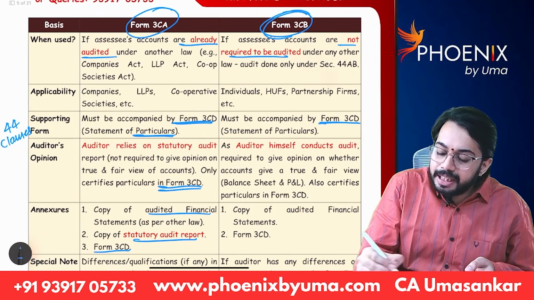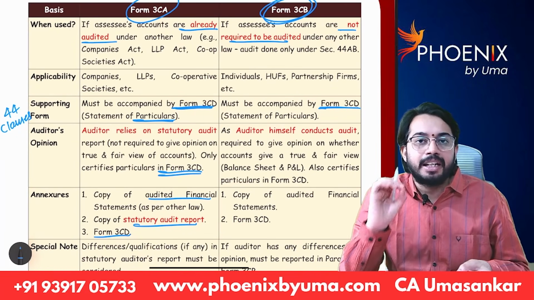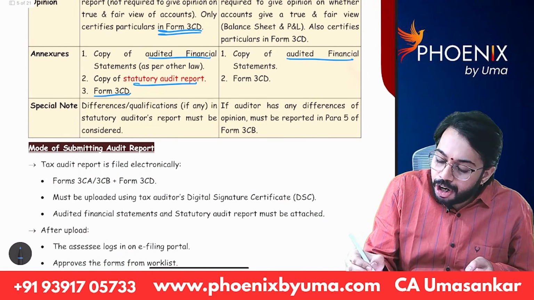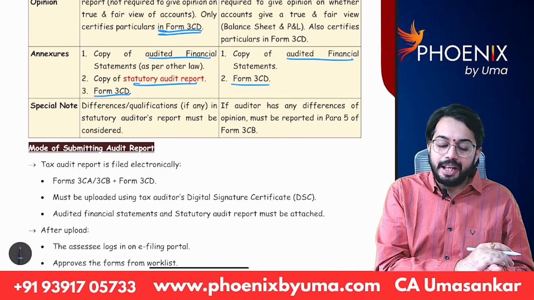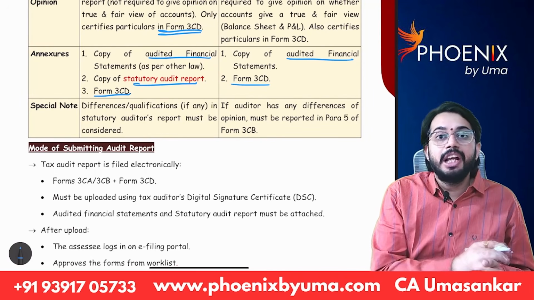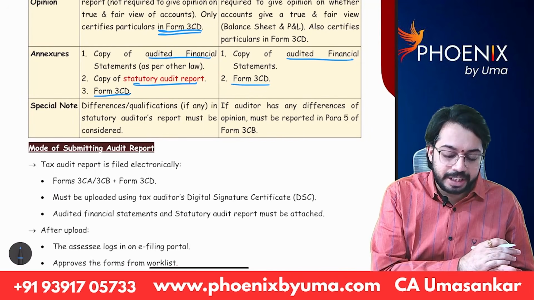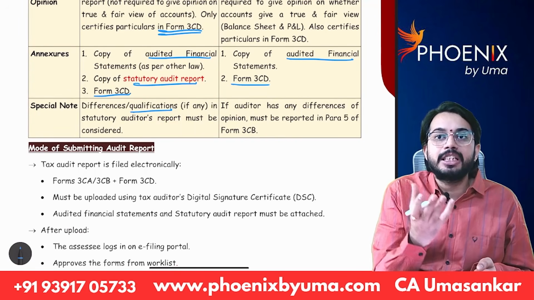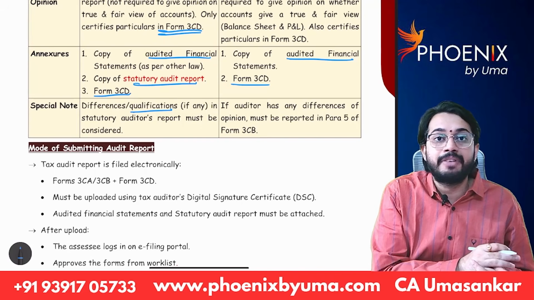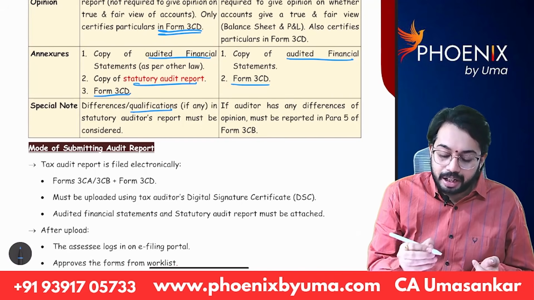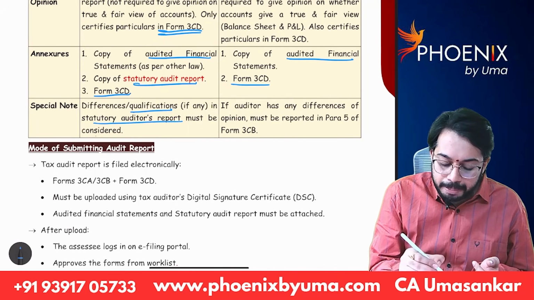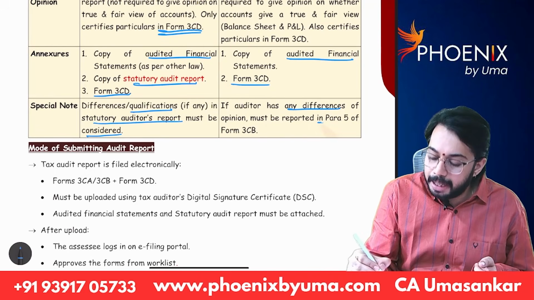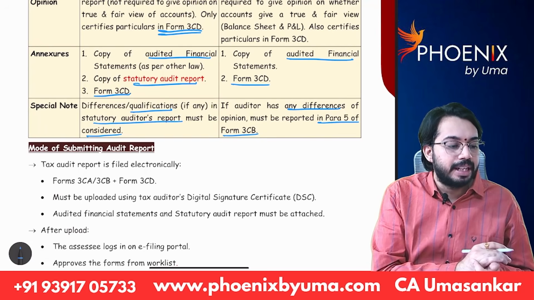Under Form 3CB, everything is done by the chartered accountant, the tax auditor, from scratch. That's why a copy of audited financial statements and Form 3CD is required to be given. If the tax auditor has any observations, those observations are to be given. Qualifications, as you have studied in audit, are nothing but observations of the auditor. Qualifications in the statutory auditor's report must be considered. If the auditor has any differences of opinion, it must be reported in para 5 of Form 3CB.